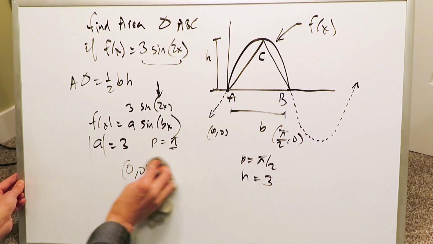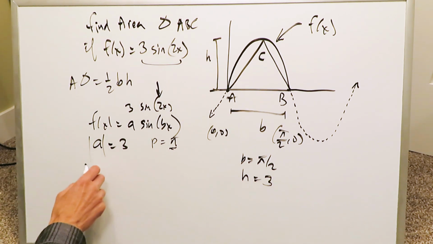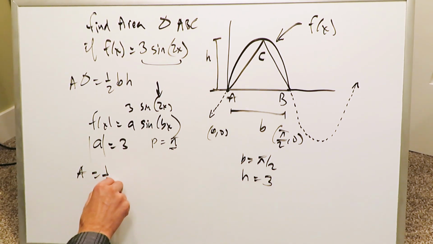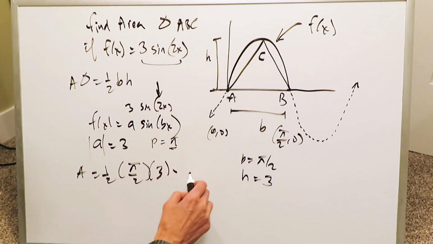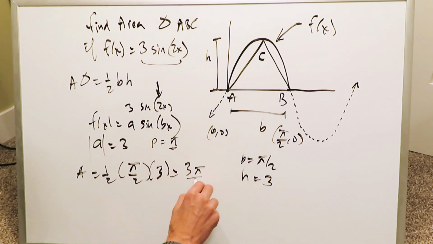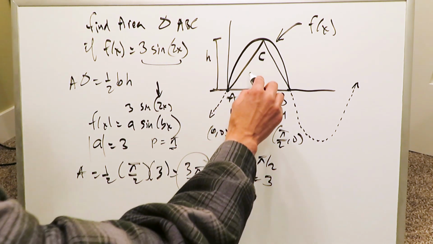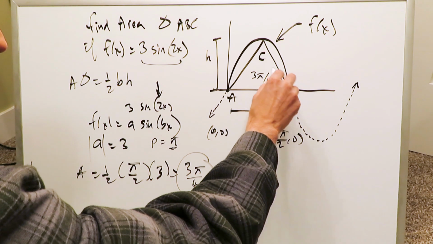The area of the triangle is equal to half base, which is pi over 2, times height 3. And you know what that's going to be? It'll be 3 pi over 4. That'll be the answer. The area of this specific triangle is 3 pi over 4.